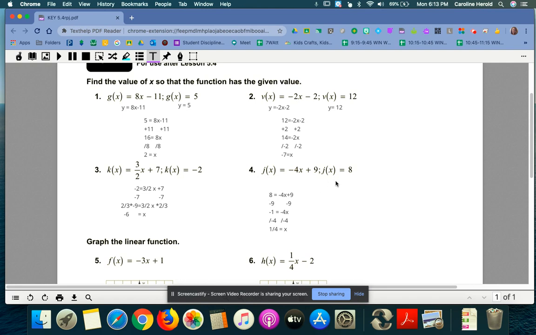Double check my work, make sure I'm doing it right. Sometimes I do make mistakes. I know I have, especially more now that we've been home.